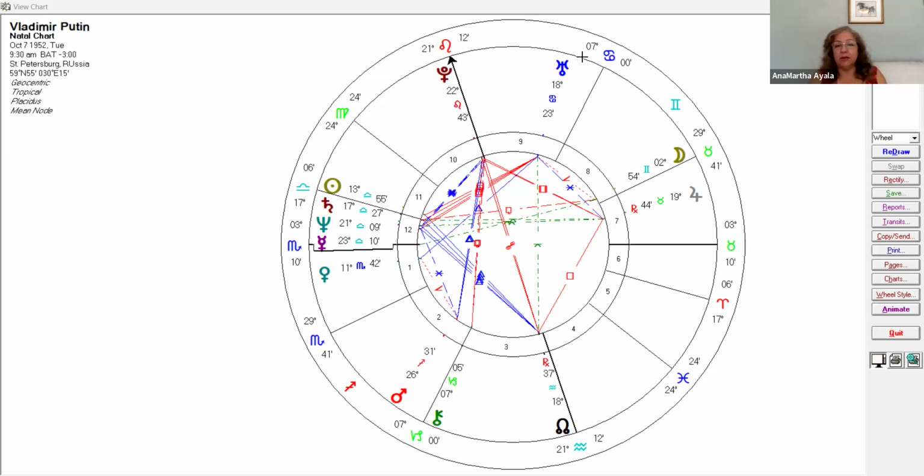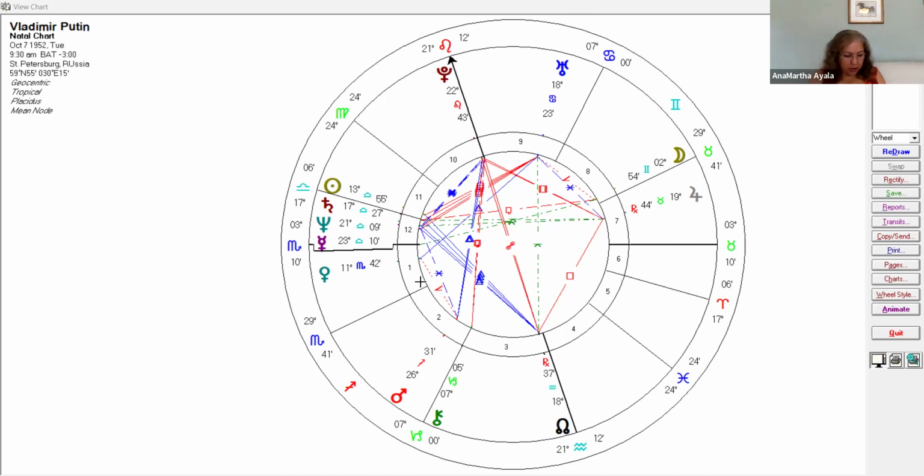So, Uranus represents airplanes, it represents bombs, explosions, things that happen suddenly. So foreign countries need to be conscientious of what he has in his chart. So, again, this is the chart of Vladimir Putin, who is the president of Russia.